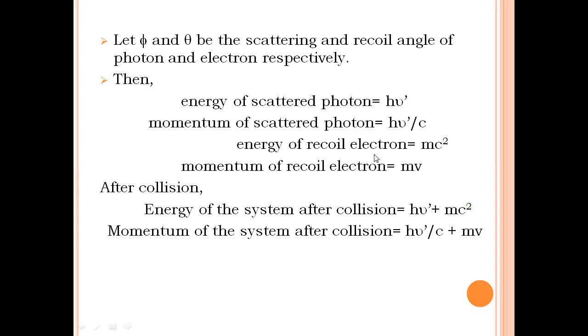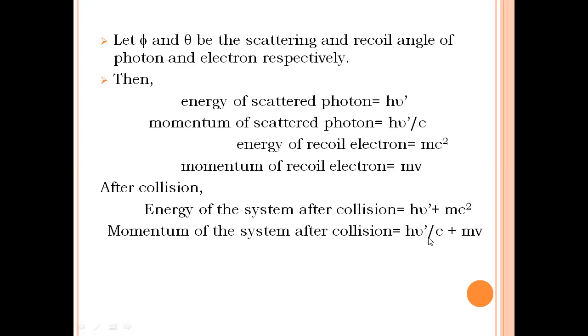And energy of recoil electron will be, since the electron got scattered, its mass will be m, so energy mc square, and momentum of the recoiling electron will be mass into velocity, that is m into v, where v is the velocity of the recoiling electron. So after collision, the energy of the system will be the summation of both photon and recoil electron, so h nu prime plus mc square, and momentum of the system will be equal to h nu prime by c plus mv. These are the equations for the energy of the system and momentum of the system after collision.